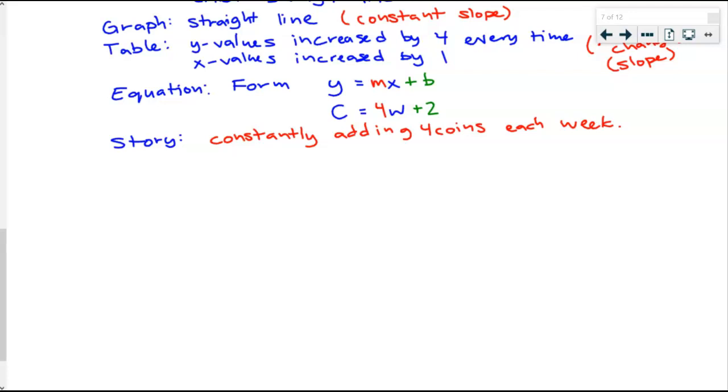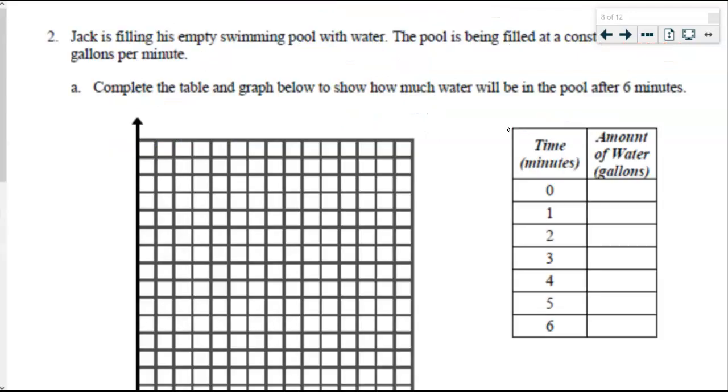Okay, let's move on to the next story. I know some of you are still writing, so I'll give you just another second. Those of you who are ready, start reading ahead to the next story. Start filling in that table. Looks like everybody's done writing down, so I'm going to move on. In this next story, Jack is filling his empty swimming pool with water. The pool is being filled at a constant rate of 4 gallons per minute. Let's fill in that table.